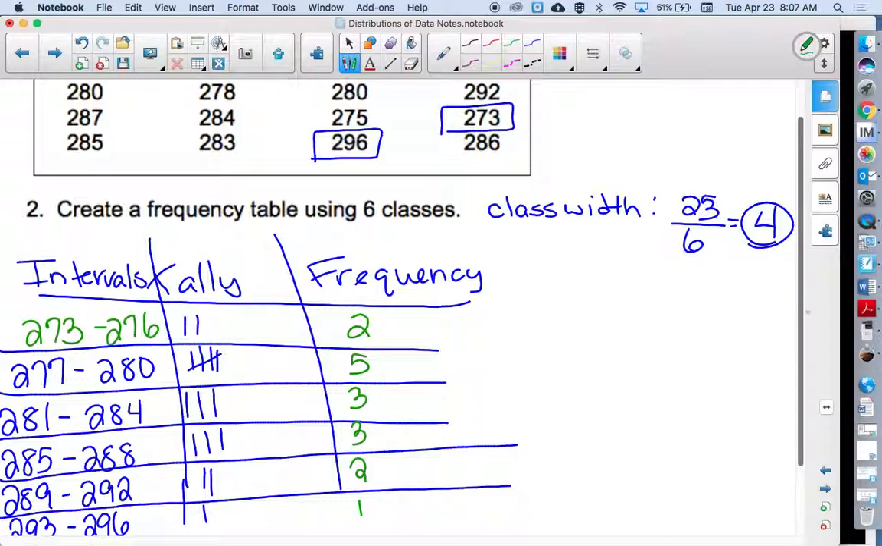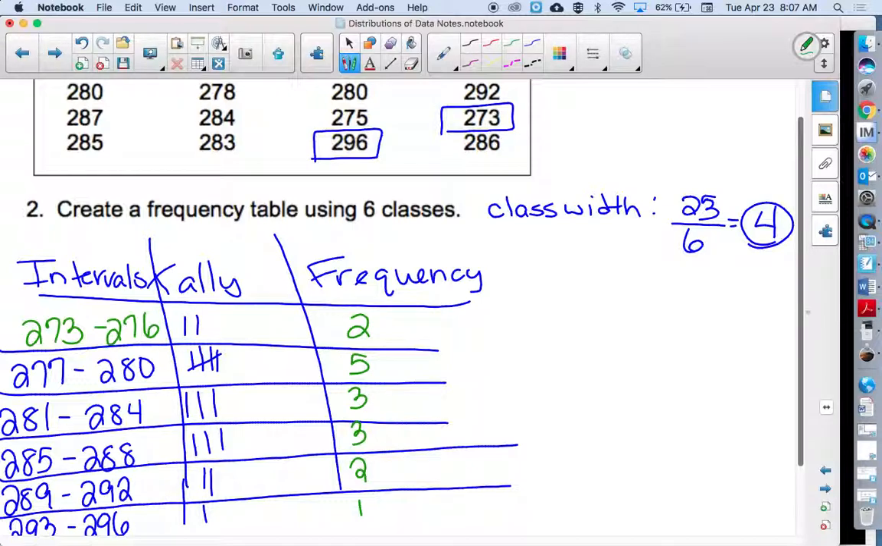Questions? So we did the class width by taking the range, dividing it by the number of classes, 5 if it doesn't say. And then that number 4 tells you how many numbers are in the interval. So looking at the interval, including the 273 up to 276. So yes, the distance is only 3, but when you actually count, there are 4 numbers there.